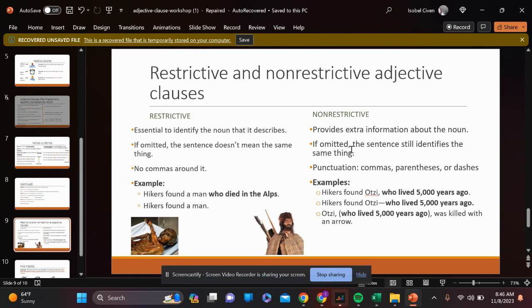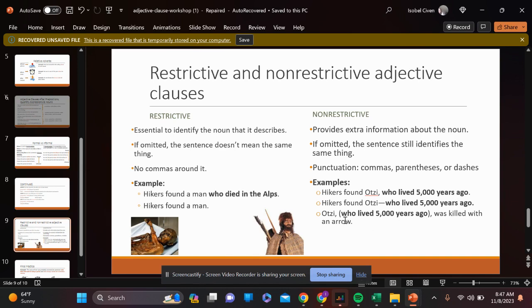Non-restrictive means that the adjective clause provides extra information about the noun. If the adjective clause is not included in the sentence, you can still identify the same thing or person or place. And you will use commas around the adjective clause. For example, hikers found Otzi, who lived 5,000 years ago. So you need the comma here. Okay. You can also say, and you don't put a comma at the end because you have a period.